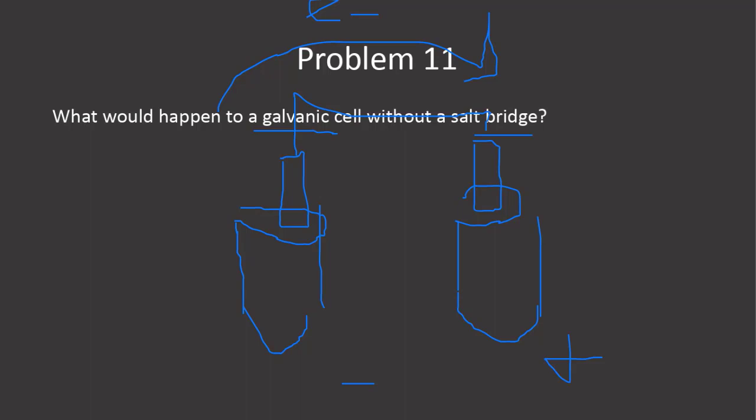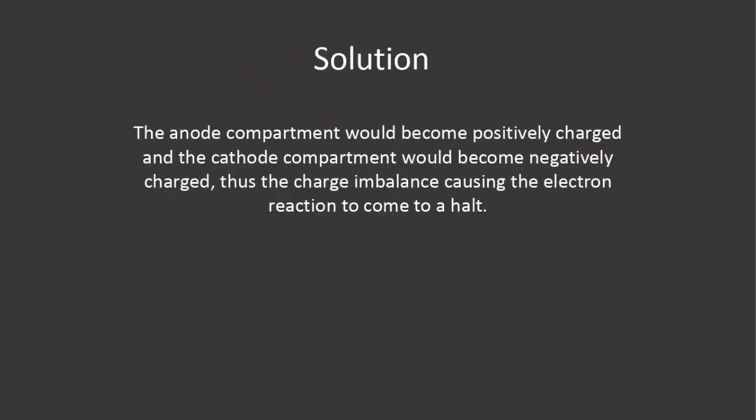The anode no longer can lose the electrons, and the reaction stops. So you can still see an initial reaction, it just will stop without the salt bridge. So the salt bridge is very, very important. And the explanation I have down here is that the anode compartment would become positively charged and then the cathode compartment would become negatively charged, thus the charge imbalance causing the electron reaction to come to a halt.